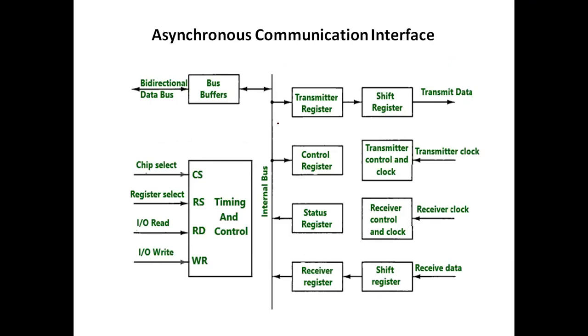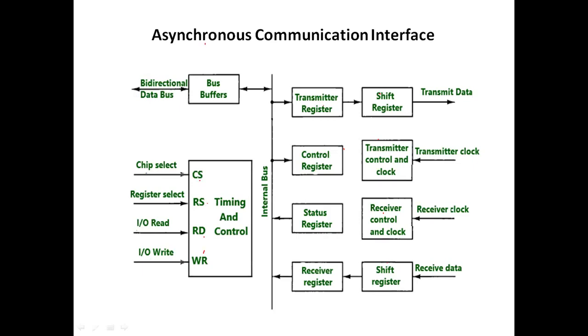Fine. Here, we have the transmitter register, shift register, control register, transmitter control and clock, receiver control and clock, and shift register. This is the timing and control unit. CS stands for chip select, RS stands for register select, RD is I/O read, and WR is write.